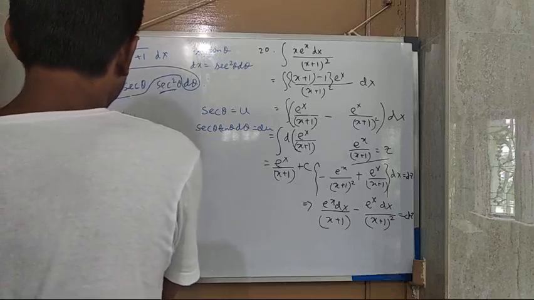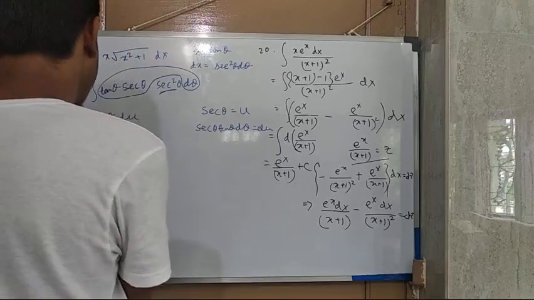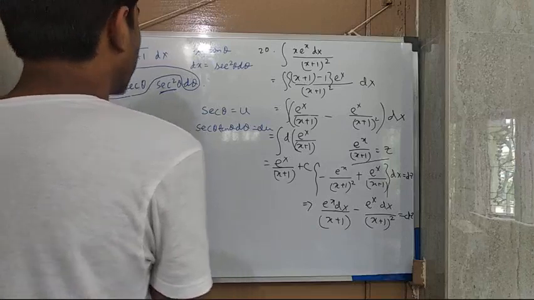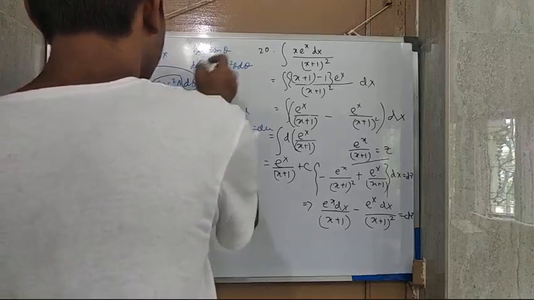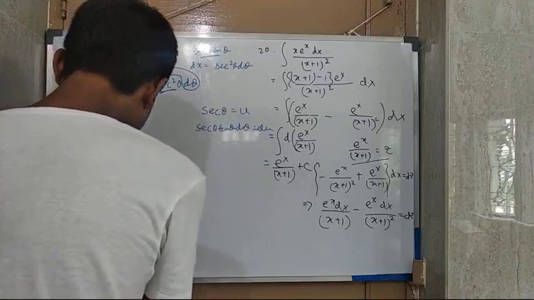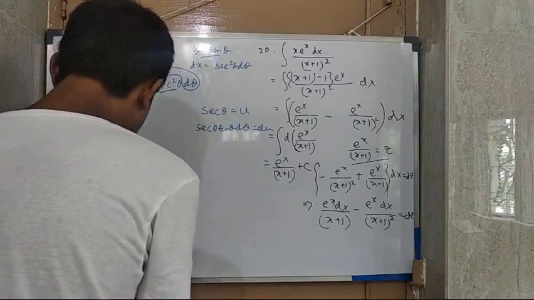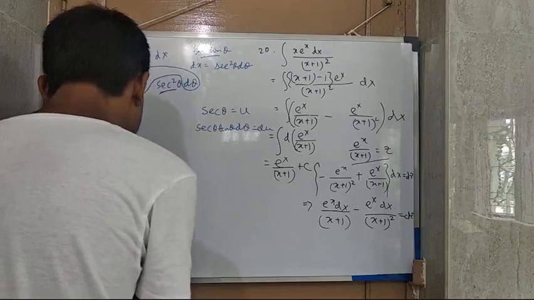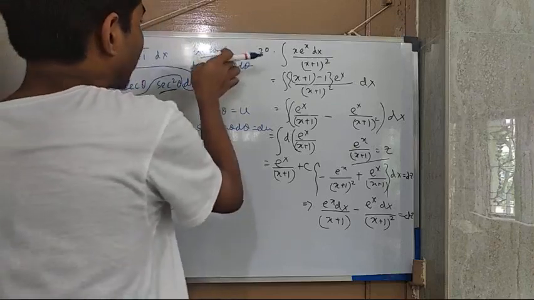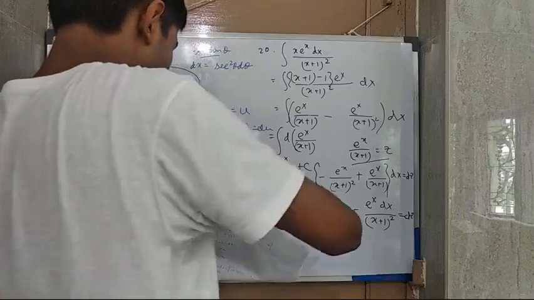u cube by 3 plus c. Now first change the second variable, which is sec cube theta by 3 plus c, and theta was tan inverse x. So actually this is sec of tan inverse x by 3, this portion whole cube, plus c. Now as tan theta is equal to x, there is a simple note here.